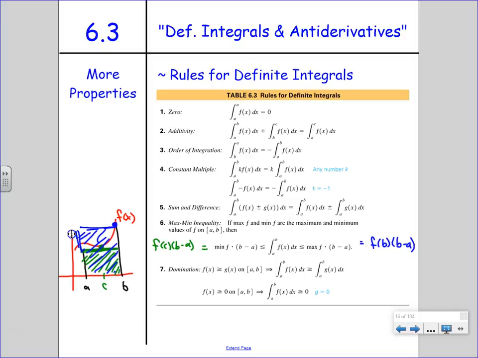If a function is always higher than g, and this is sounding like the AP guys, right? If the function is always higher than g, then its area has to be greater than or equal to g's as well. So if all of its y values are always greater than or equal to g, then of course its area is going to be greater than or equal to g's. And then if a function is always positive, well then its area is always going to be positive as well. And we could say the same thing about negative, right? If the function is always negative, its area is always going to be less than or equal to 0 as well.